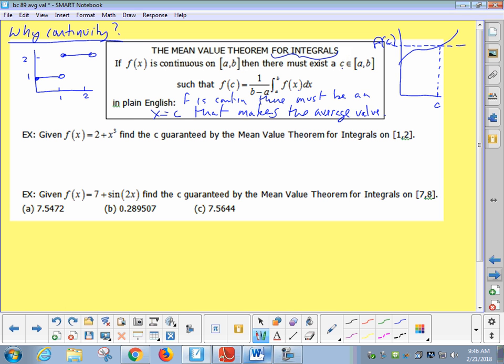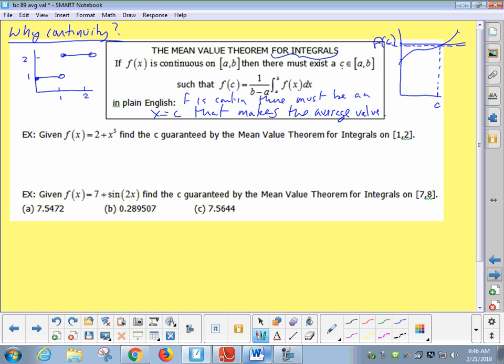Okay, that's the idea of, is there a place that makes the average value or not? Well, continuity is required. It's got to go smoothly from one to the other to make sure it passes through that average value. Without that, you can't really be sure that there is such a place where the average value occurs. It has an average value, but it's not really a place on the curve itself.